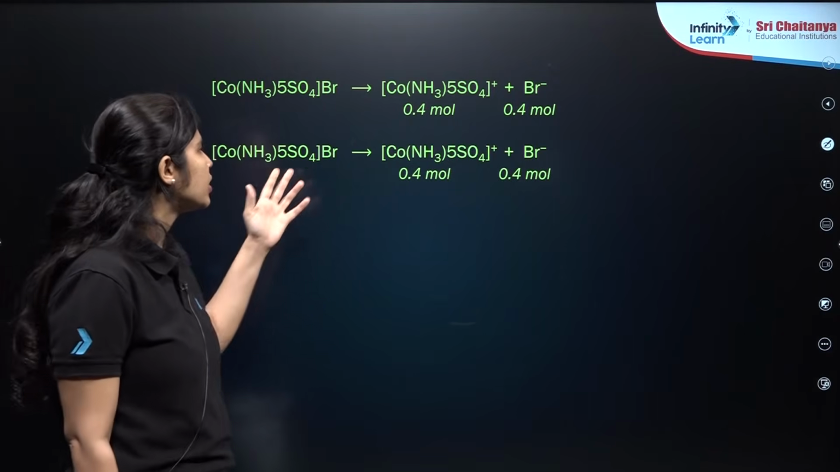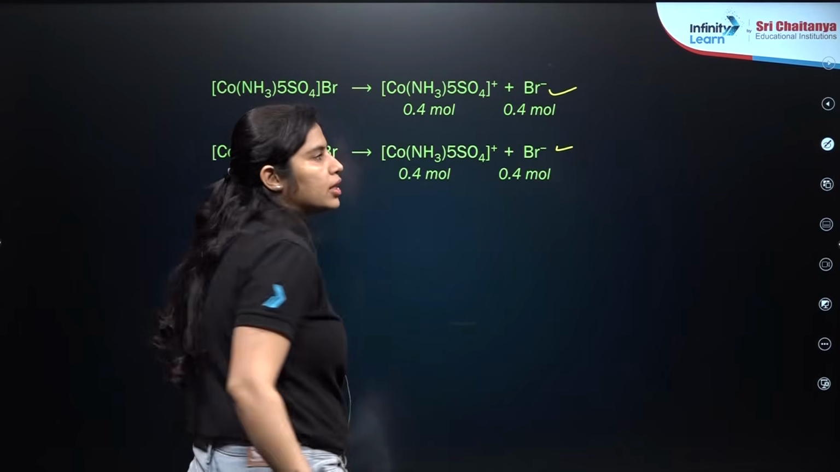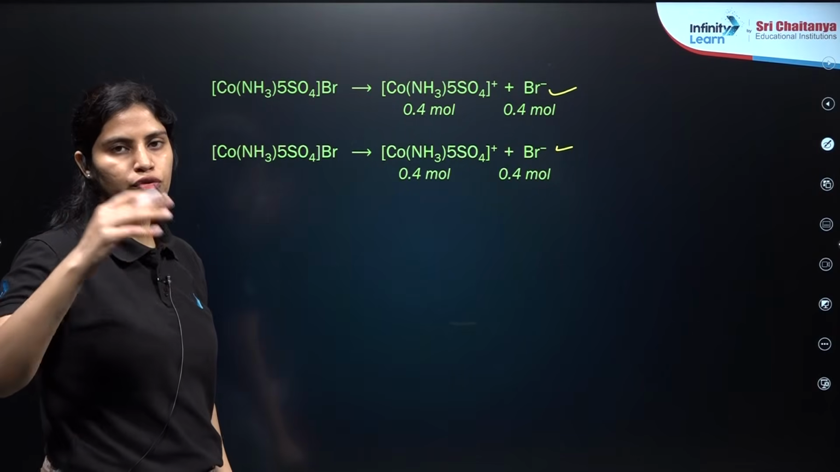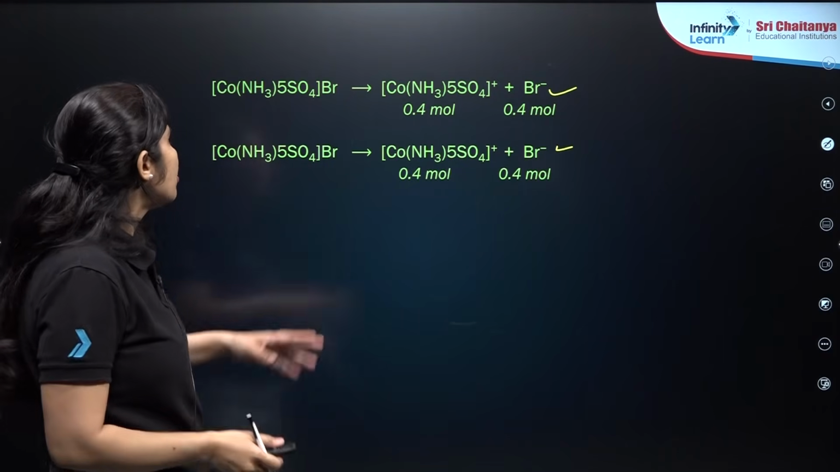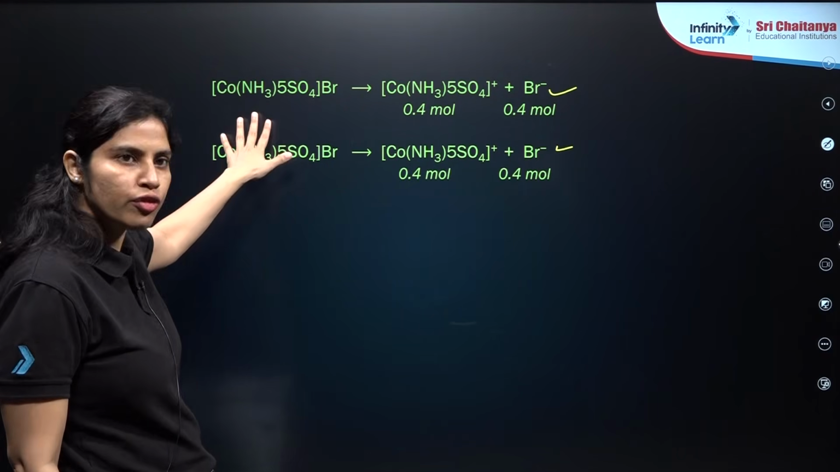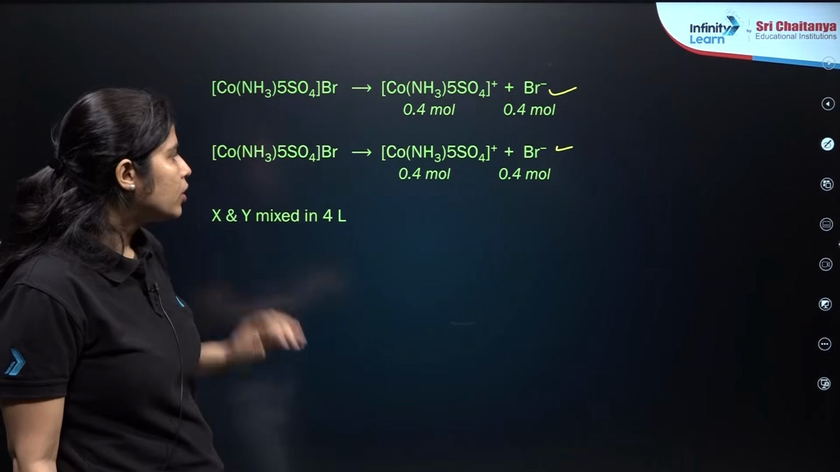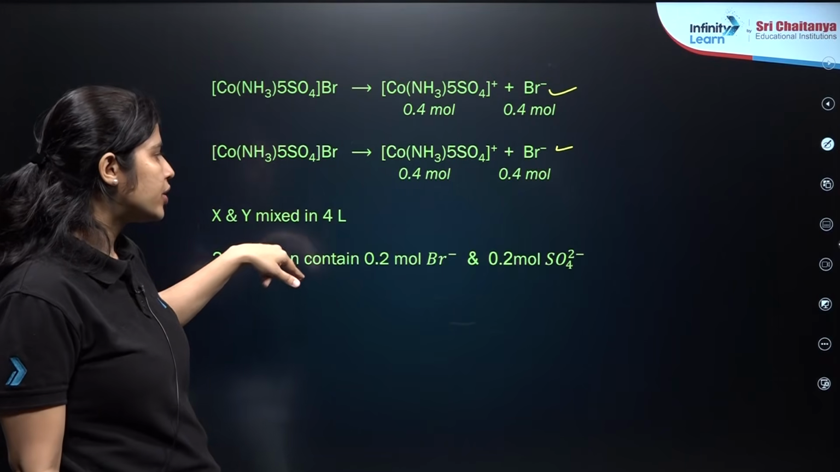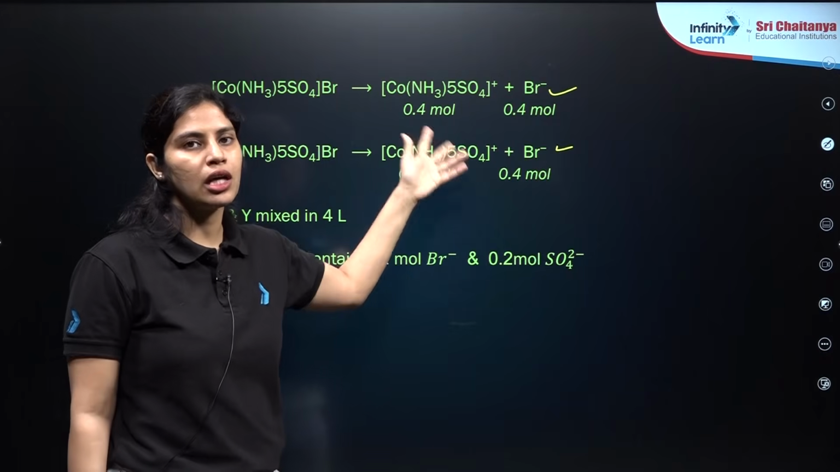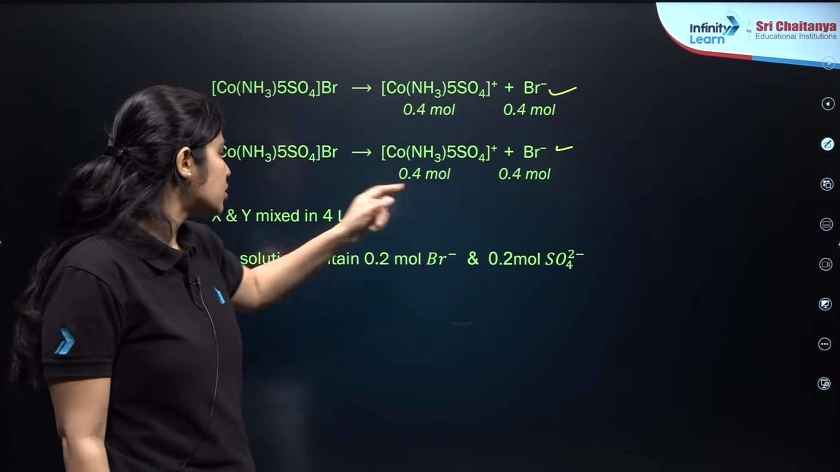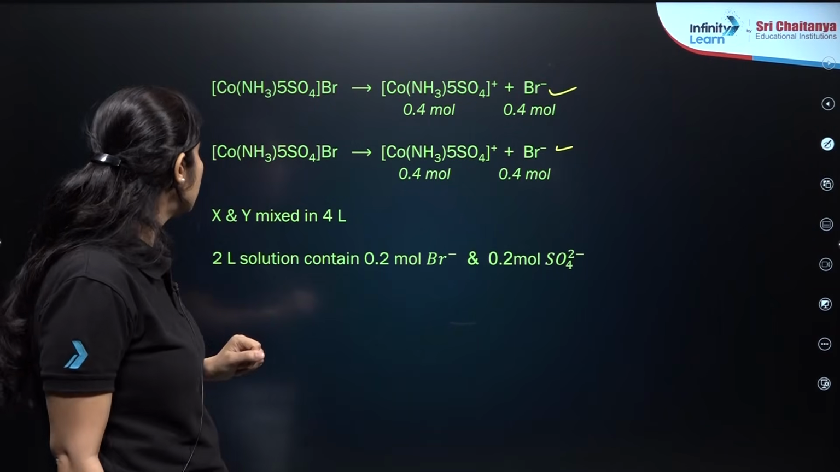So when it dissociates, as you can see, it is going to dissociate as Br minus. Both the Br minus are the ones that are going to react with your silver nitrate to form silver bromide, which is going to be a precipitate. Now, if this was present as 0.4 mole, these two are going to be 0.4 mole itself. 2 liters of this is 4 liters, but 2 liters of it is taken out. That means half of the volume is taken out, so half of the mole must have been taken out. So that means 0.2 mole of Br minus and 0.2 mole of SO4 2 minus.